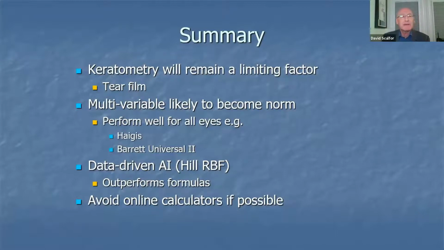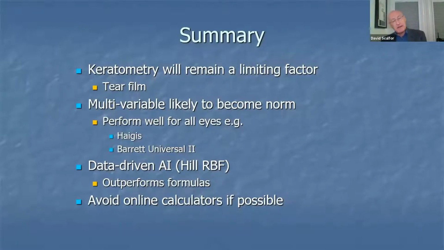I think it's likely that multivariable formulas are going to become the norm, simply because they perform well for all eyes. So I think Haigis is the minimum, Barrett Universal behaves very well, and if you've got access to it, then you can move on to the next stage, which is data-driven AI. Now there are a number of formulas coming out now which all work in the same way as Hill RBF. Hill RBF was first to market and they've got a huge amount of data, but there's no question that over time AI will outperform the other formulas.